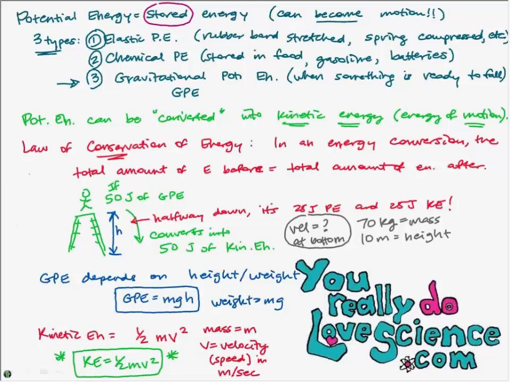So we're saying that at the top he has all potential energy and no kinetic energy. Halfway down it's half and half, but at the bottom, do you agree he's got no potential energy on the ground and he's got all kinetic energy right before he hits the ground? So it converted all into kinetic. Yes. And halfway it's half and half along the pathway.